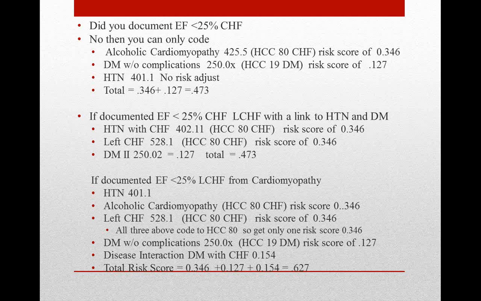However, in this case, when you've documented the heart failure, you now can use that 428.1 code, and you can get the disease interaction of 0.154. So now you've raised your risk score to 0.627.